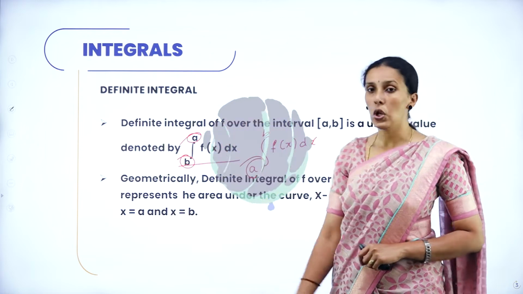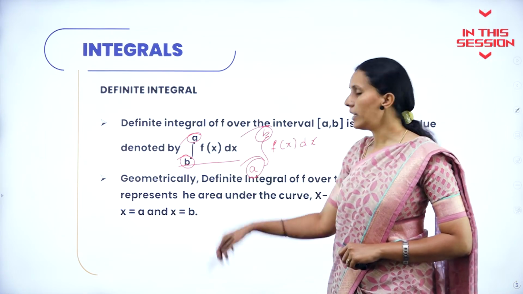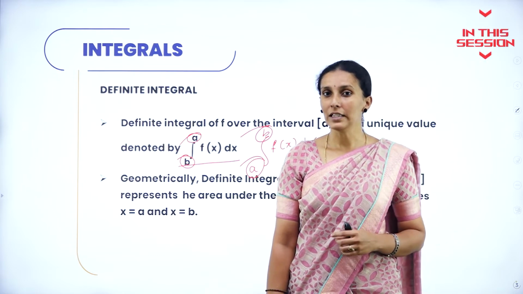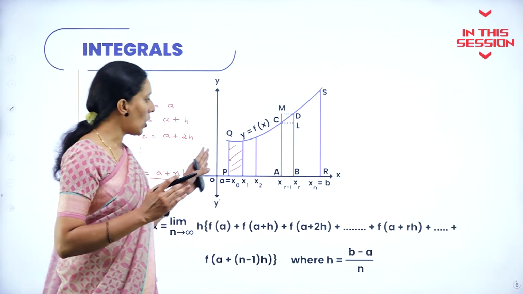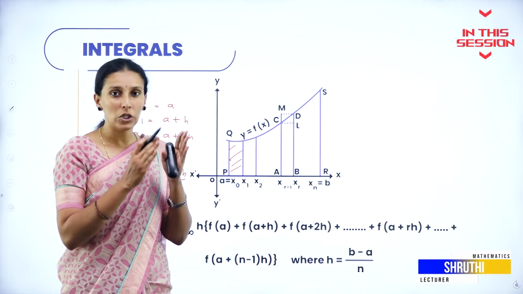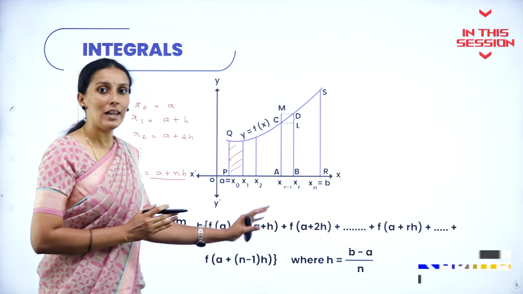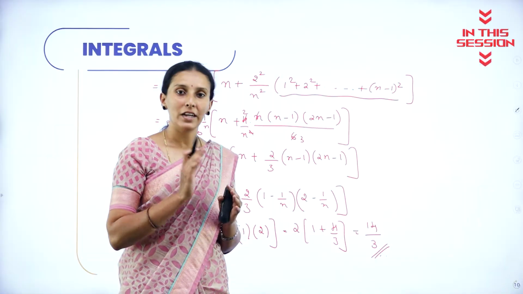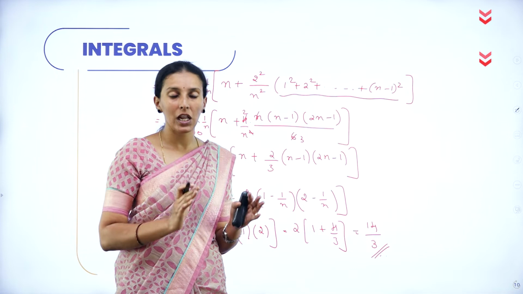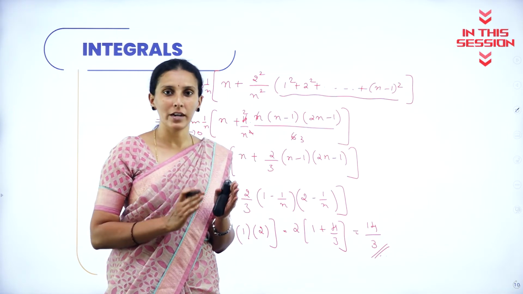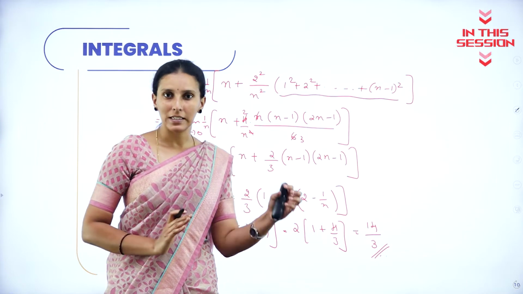A is called the lower limit and B is called the upper limit of a function. That is, we have to find the integral value. If you add all these rectangles, you will get the total area bounded by the region. So this is what the limit of a sum says. The definite integral denotes the area bounded by the curve with the x-axis along with the ordinates from x is equal to a to x is equal to b.